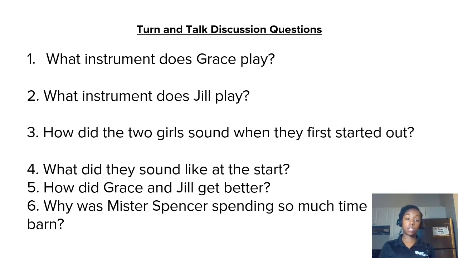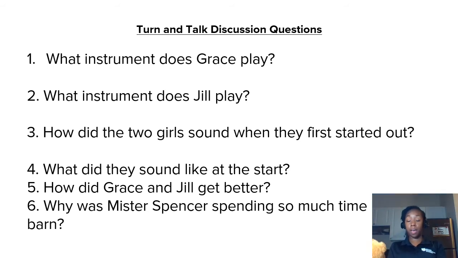Last question, scholars. Why was Mr. Spencer spending so much of his time in the barn? Thinking. Why was Mr. Spencer spending so much time in the barn? Tracking Brown Bear. Let's go, Brown Bear. Brown Bear, why was Mr. Spencer spending so much time in the barn? Well, Mr. Spencer was spending so much time in the barn because he didn't like the noise that Grace and Jill were making with their instruments.